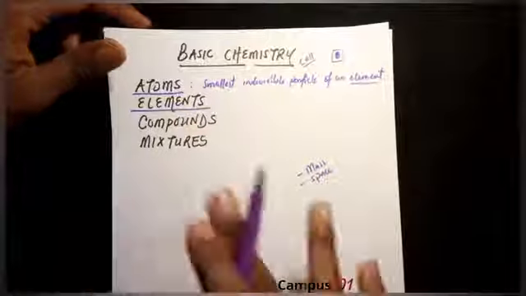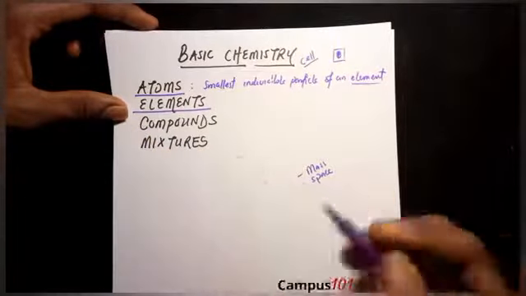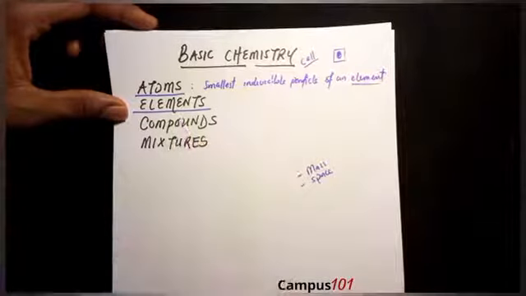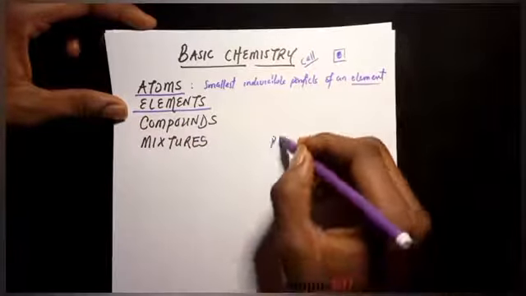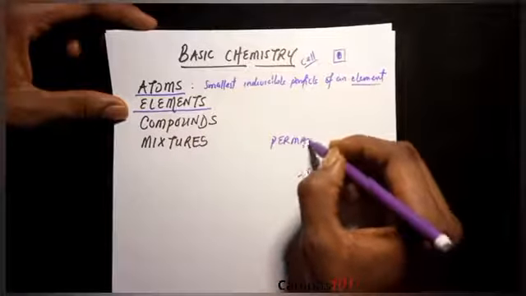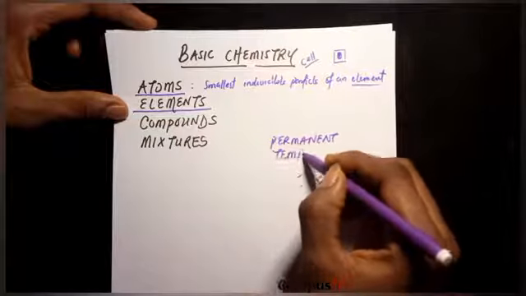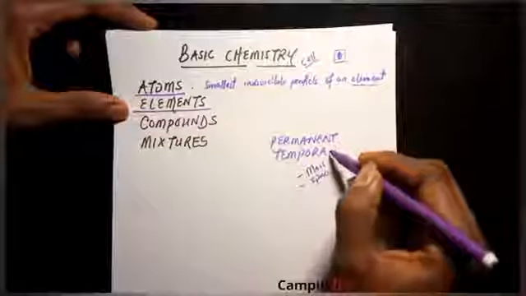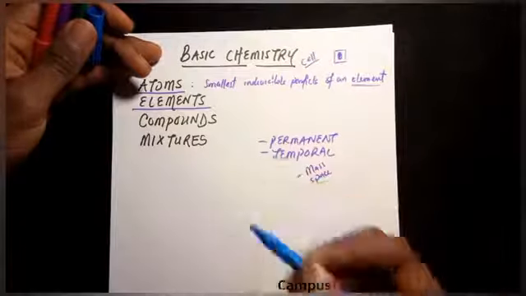All right. So now, in chemistry, before we talk about compounds, let's talk about mixtures. In chemistry, we talk about two types of changes: permanent change and temporal change. When we say something is permanent, we mean it's irreversible. But when it's temporal, it means it can change back.